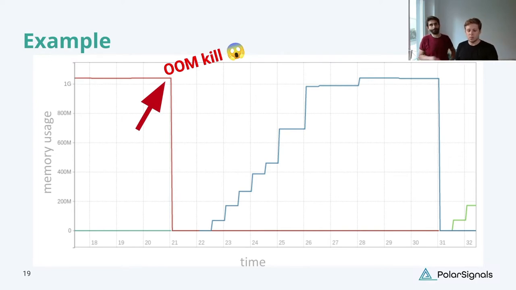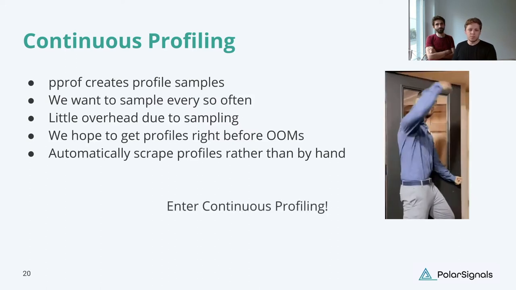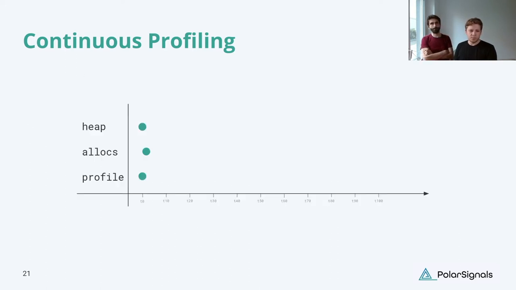So what we would really love is to use pprof to create the profile samples. We want to sample every so often. We want to do it with little overhead due to the sampling, as Kemal explained. And then additionally, we hope to get the profiles right before these OOM kills happen. And all of that should be done automatically rather than by hand. We don't want the manual toil. So yeah, enter continuous profiling.